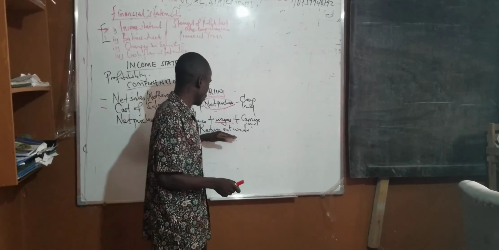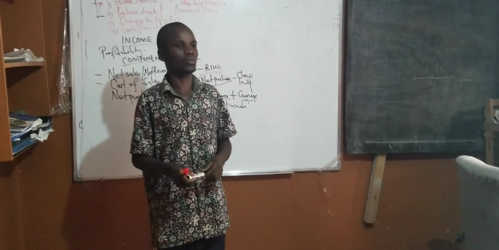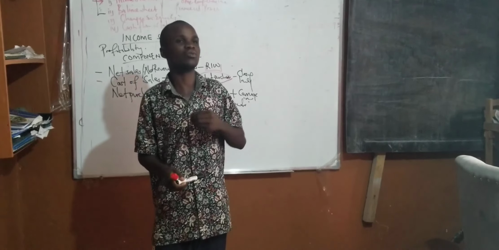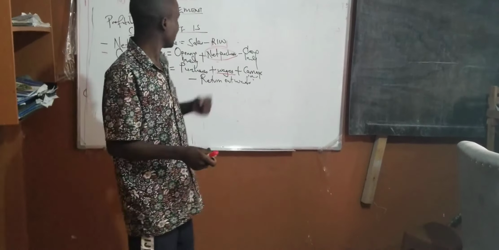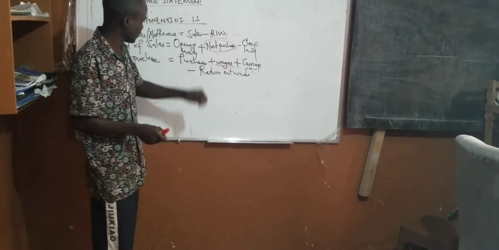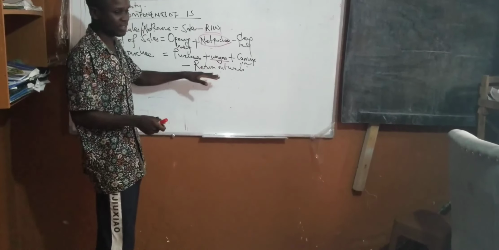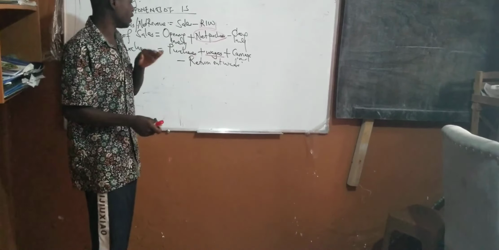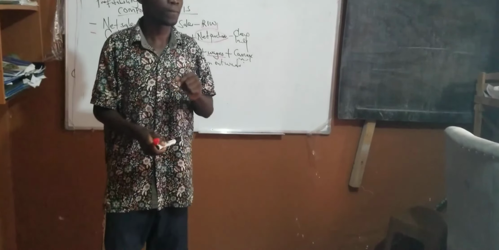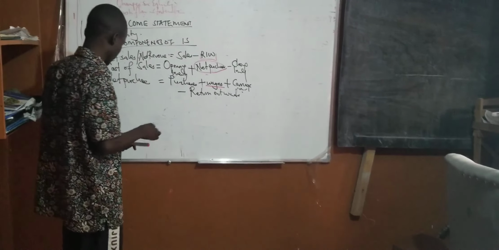Then return outwards. These are goods the business returns to the seller. For return inwards, we saw the customer returns to the business. But for outwards, you bought some goods and for some reason, maybe they were not satisfying, you return them to the seller. So that's the formula of net purchases.